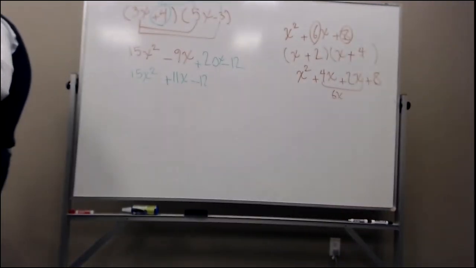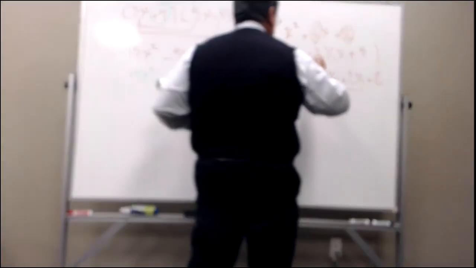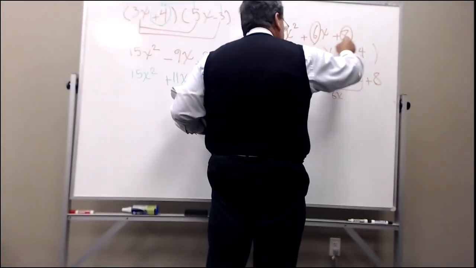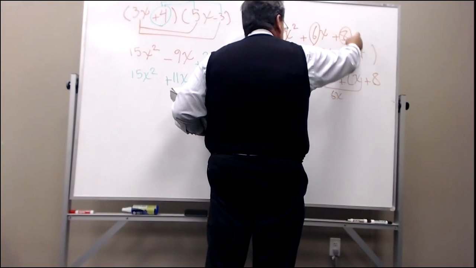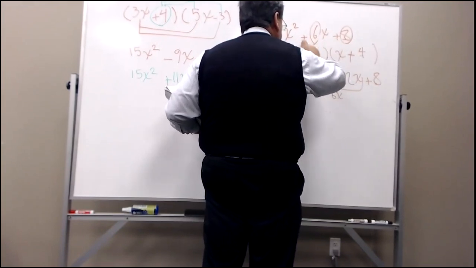All right? So you ask yourself, what are the two numbers? When they are multiplied, it gives you this number. And when you add them, it gives you this number. Keep in mind the sign.